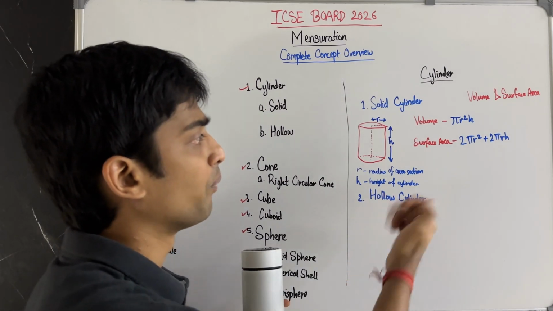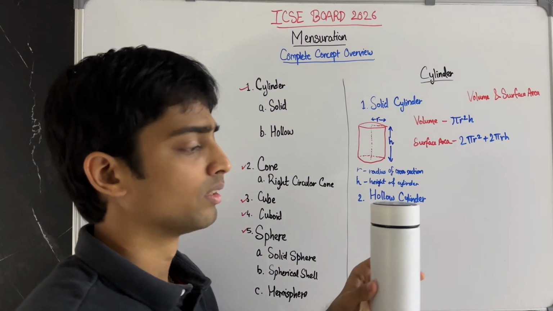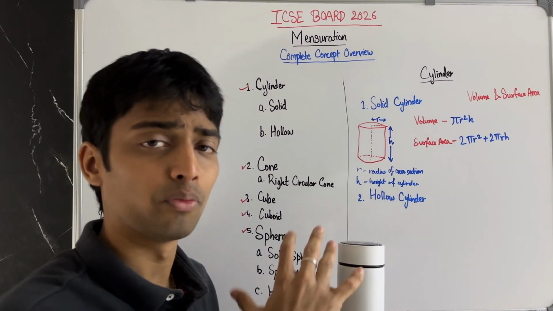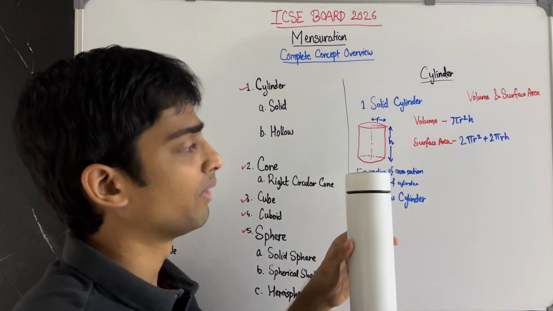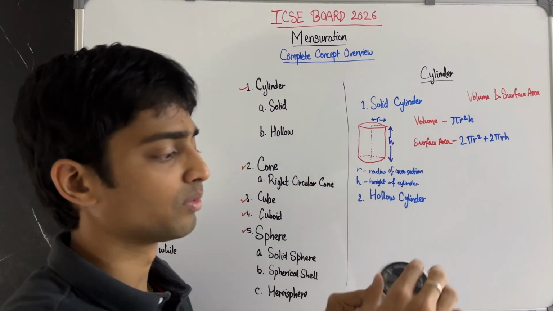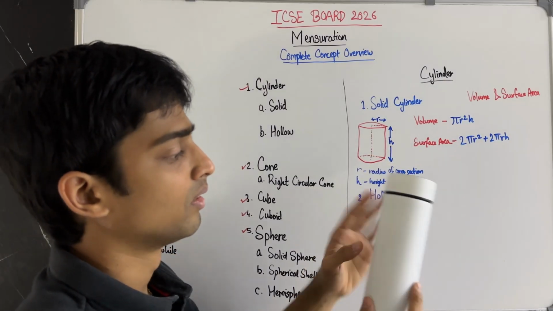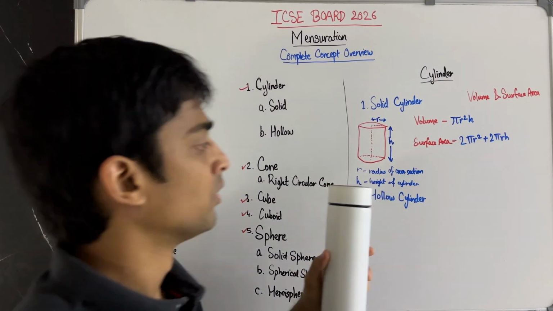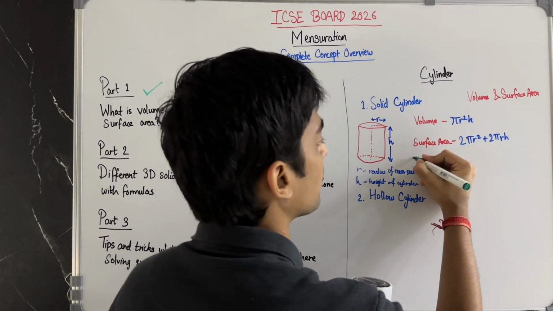Now let's see how we get the surface area. The surface area definition is the amount of area of the outer surface of the object. So we have to add all the areas of the outer surface. This is one outer surface, this is another outer surface, and the third one is this curved surface of the cylinder. We have two circles, so we can write pi r square plus pi r square.